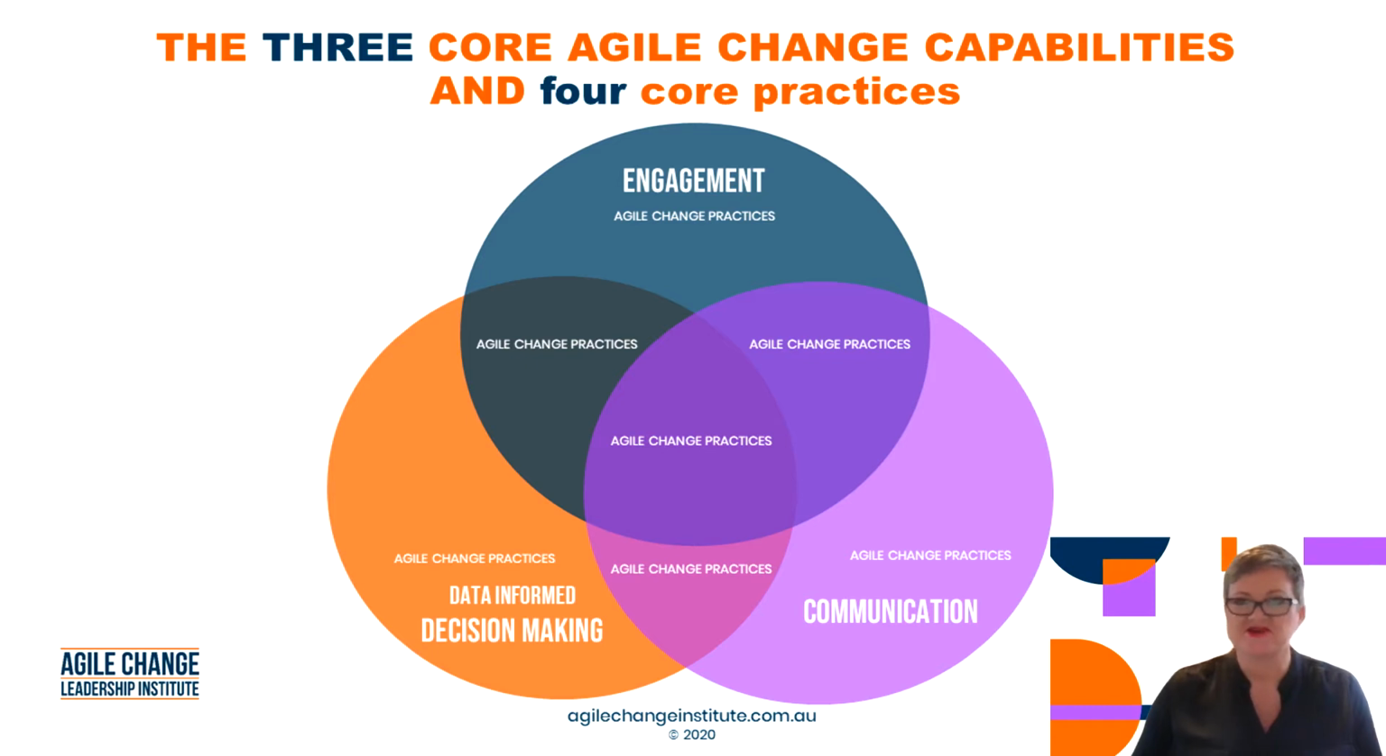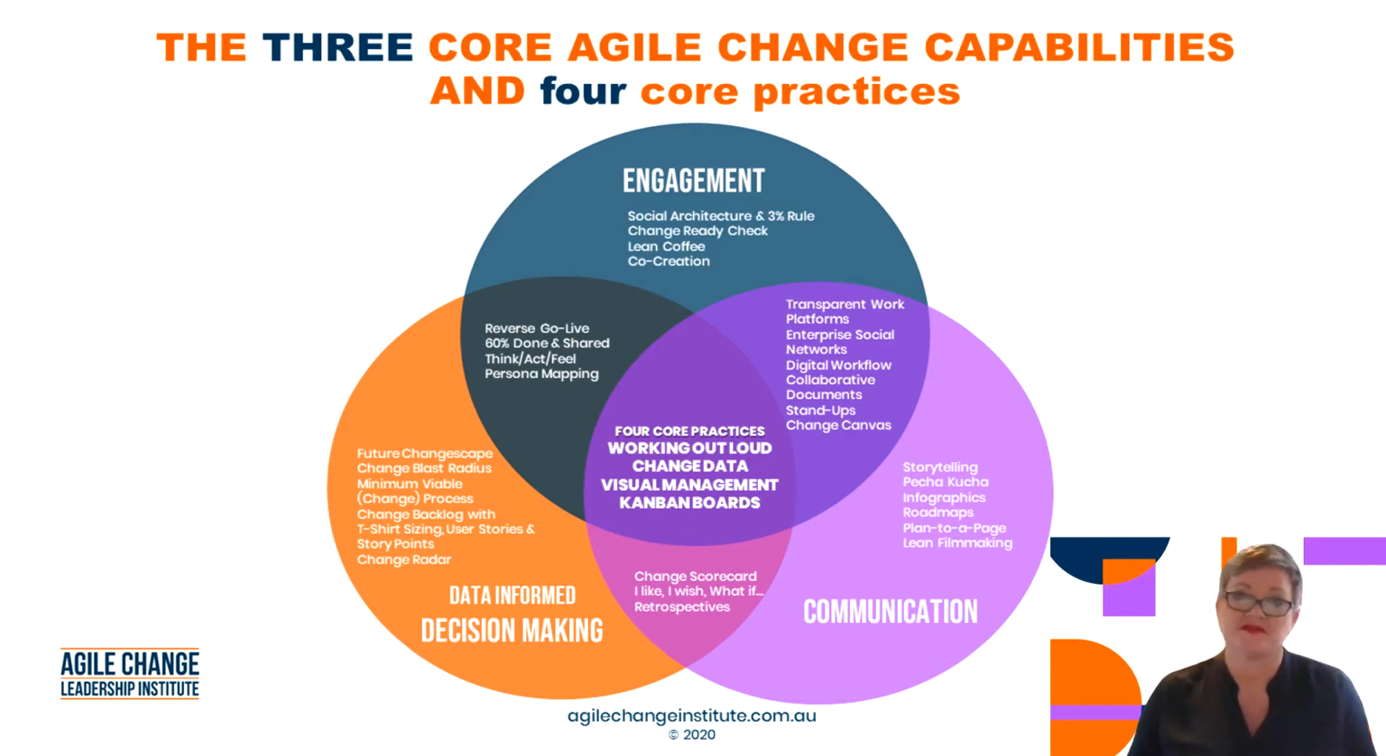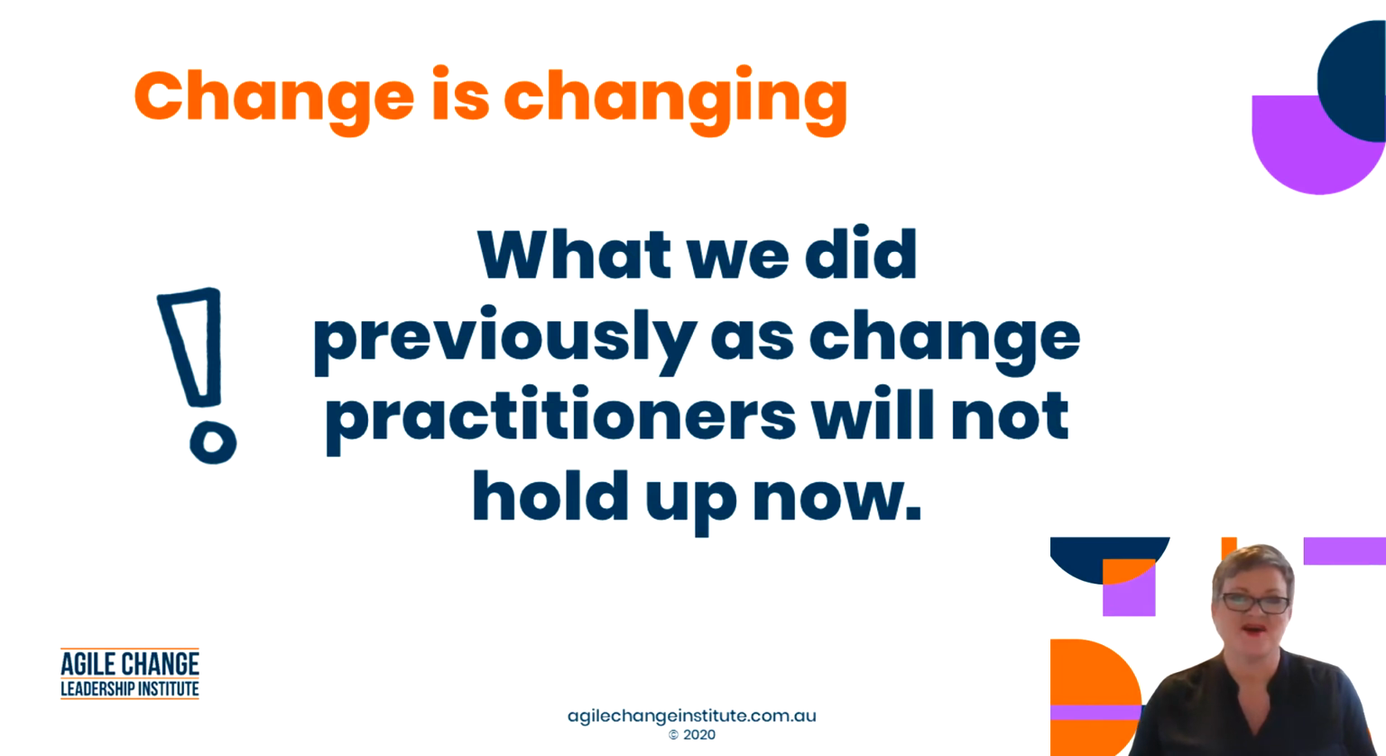Either way is fine. In our Agile Change Adventurer workshops and our playbook, we advocate for core Agile capabilities, namely continuous engagement, visual and transparent communication, and data-informed decision-making. Now, in our book, we map over 30 Agile change practices to those 3 Agile change capabilities. And the one thing that you will be acutely aware of at the moment is that change is changing. What we used to do in the change management space will not cut it in Agile environments.